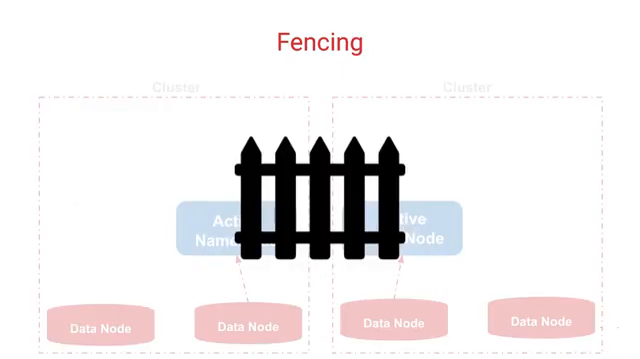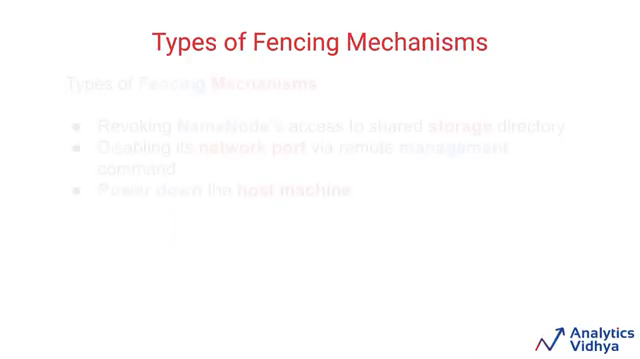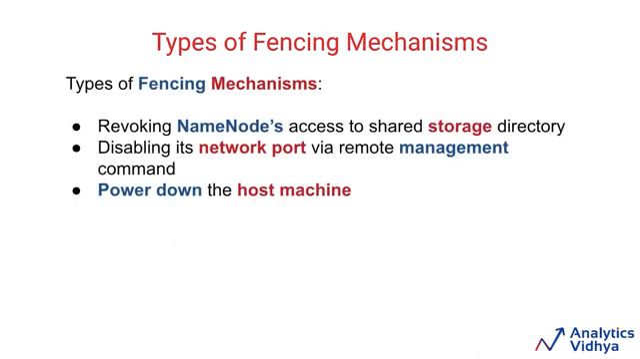Now, recall here that fencing is the process of ensuring that only one name node remains active at a particular time. So, let's quickly take a look at the types of fencing mechanisms. The first one is revoking the name node's access to the shared storage directory. Then comes the disabling of the name node's network port via a remote management command. And finally, the previously active name node can be fenced with a technique rather graphically known as STONITH, or shoot the other node in the head. It's quite an abbreviation there. This uses a specialized power distribution unit to forcibly power down the host machine.